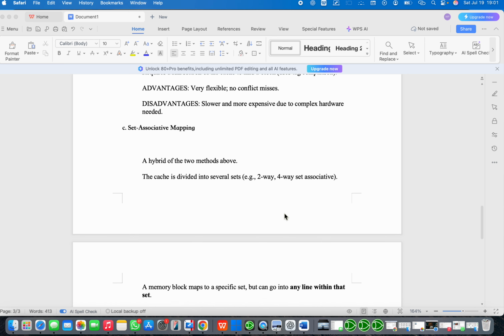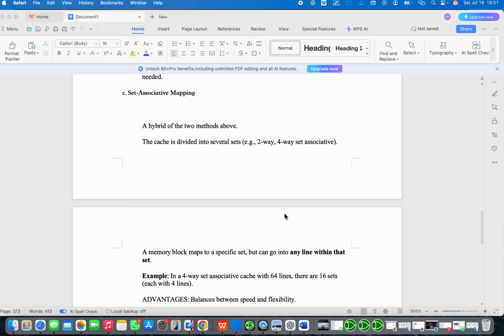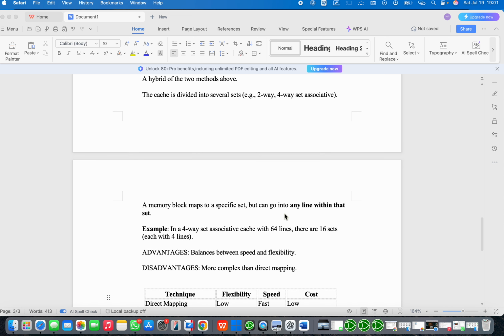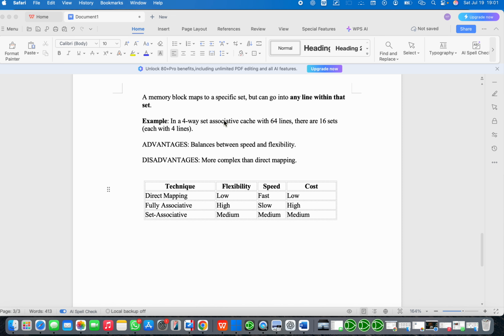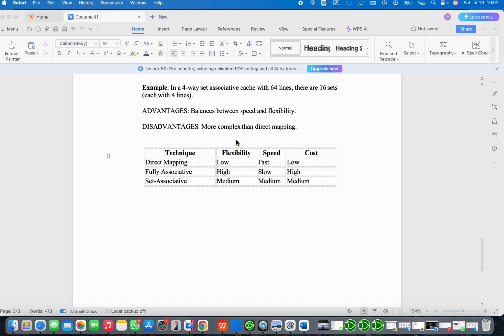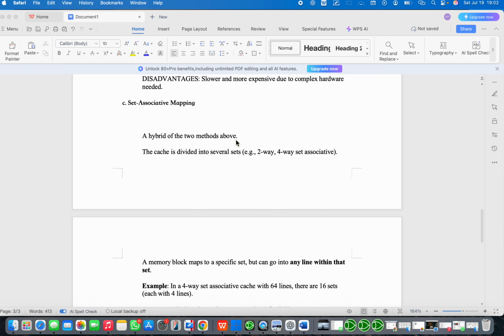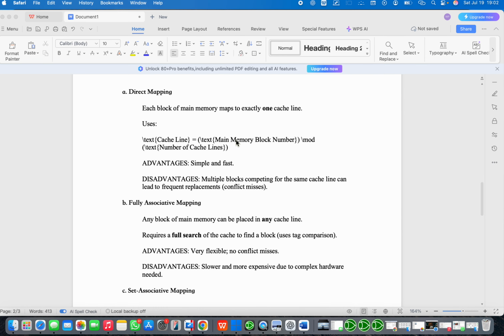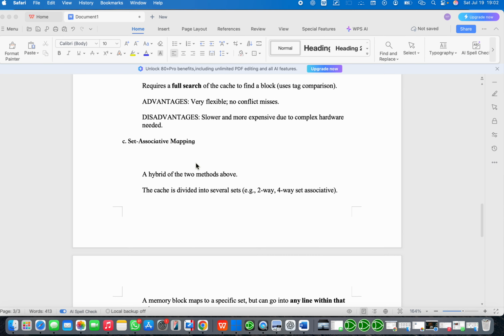So we get to set associative mapping. That is a hybrid of the two methods above, the two methods I've already talked about joined together. The cache is divided into several sets, that is two-way, four-way set associative. A memory block maps to a specific set but can go into any line within that set. Example: a four-way set associative cache with 64 lines has 16 sets, each with 4 lines. Advantages: balances speed and flexibility. Disadvantages: more complex than direct mapping. So set associative mapping combines both fully associative and direct mapping.